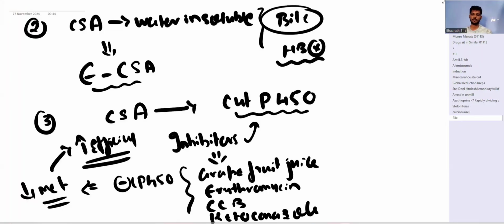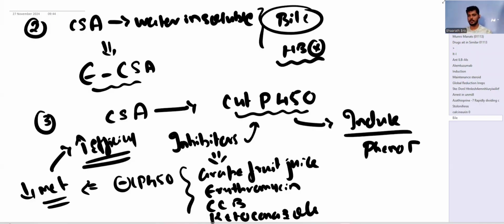Because they inhibit cytochrome P450, the drug is not metabolized. It remains for a longer time. So the efficacy is increased and its potency and toxicity both are again increased. But there are certain drugs that induce this cytochrome P450. Know that these are phenobarbital, phenytoin, and rifampicin. These drugs will induce cytochrome P450. They cause faster metabolism of the cyclosporine and they reduce its efficacy.